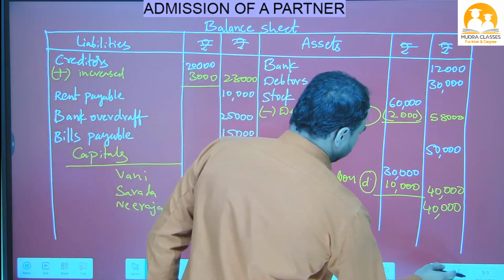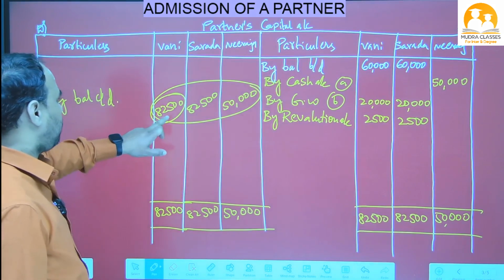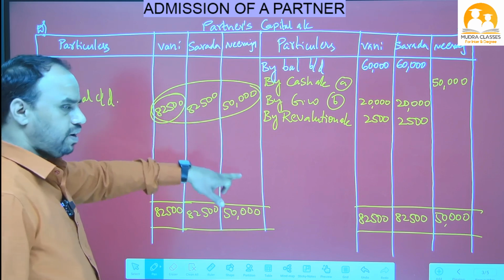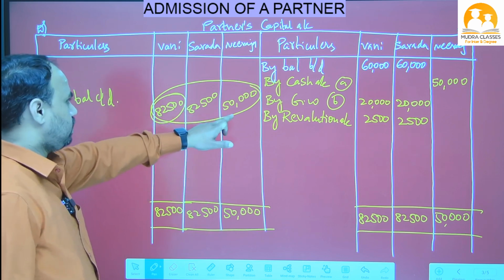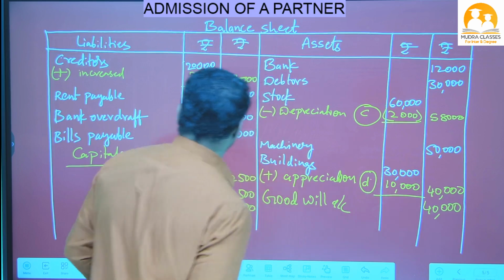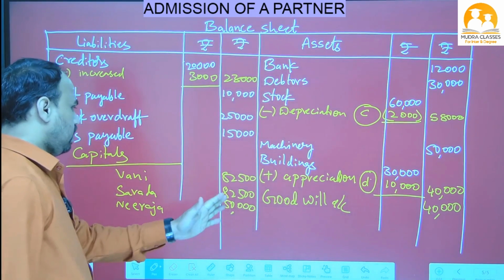So see what we got here. 82,500 Vani capital, we have to write on the balance sheet liability side. Sarada capital 82,500, write on the balance sheet liability side. Neeraja capital 50,000, balance sheet liability side we have to write. Already I have written here. See, Vani capital 82,500, Sarada 82,500, Neeraja 50,000.